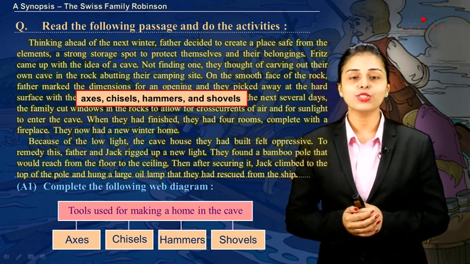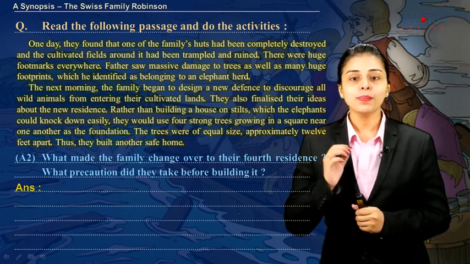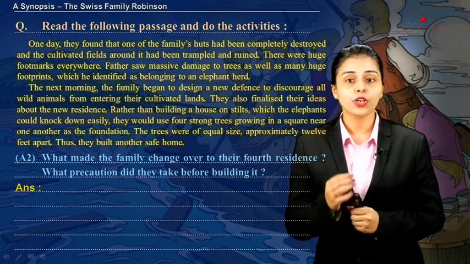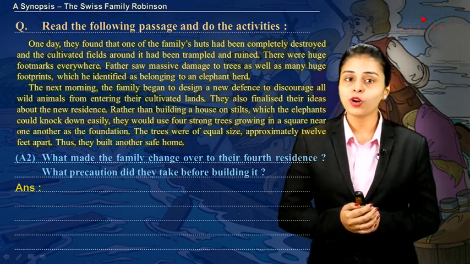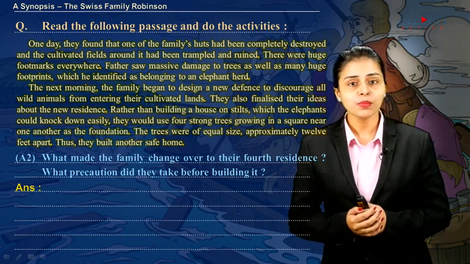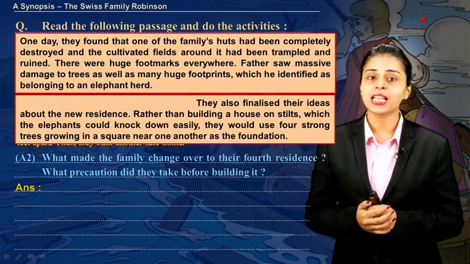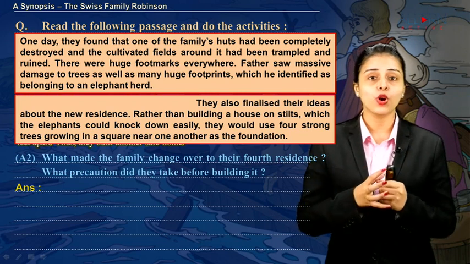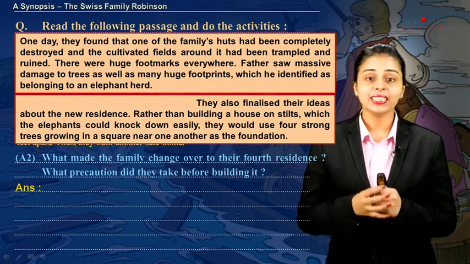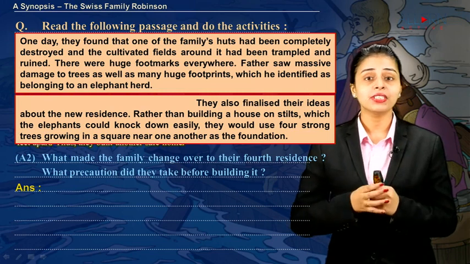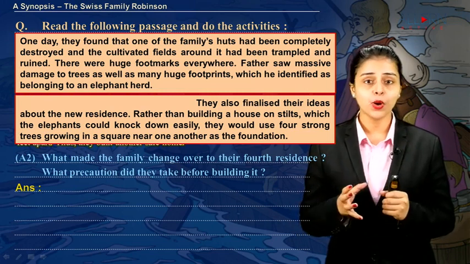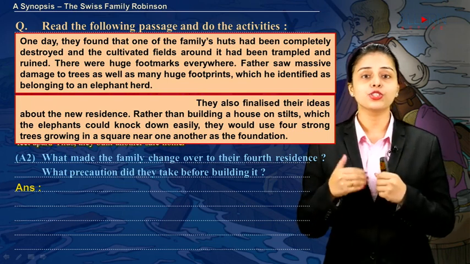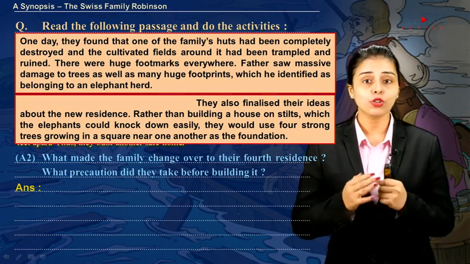Now moving ahead to the next question. What made the family change over to their fourth residence? What precaution did they take before building it? So why did they move to the fourth residence? Here we have the answer in the passage. We know for sure that the family had to go through a lot of crisis when they were on the island. Their huts were destroyed, their cultivated land was trampled upon by a herd of elephants. And that is when they took a decision to move to the next house, the fourth residence.